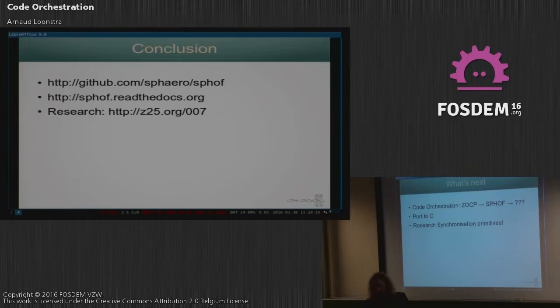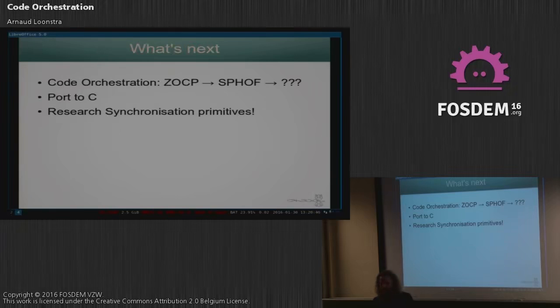So what's next? I like to call this code orchestration. That's out of Compass School as well. But the protocol is ZOCP, and this framework I will call SPOF. I really need a new name. Anyway, we need to port to C. We did this in Python. But another important aspect is we need synchronization primitives, which will probably be your next research, to implement synchronization.